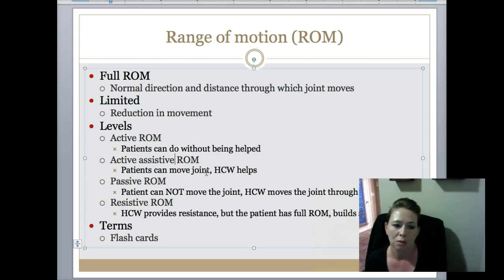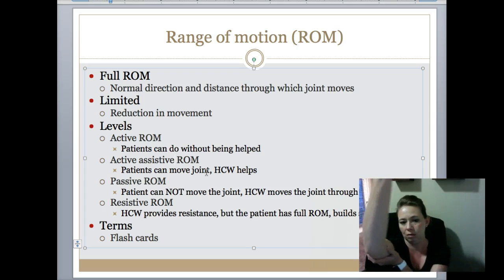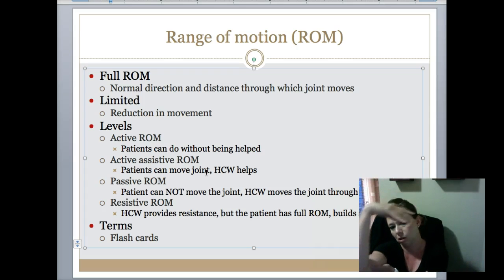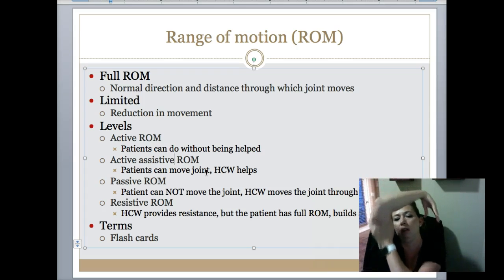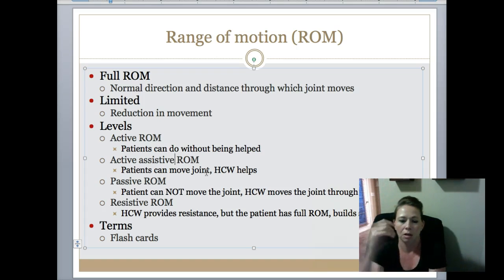Okay. Passive range of motion means that the patient cannot move the joint at all, that you are moving it through the whole range of motion. So if my arm was limp, my arm would still be supporting their arm, which is limper, so I'd be doing all of that lifting for them. Okay, it's kind of flaccid.